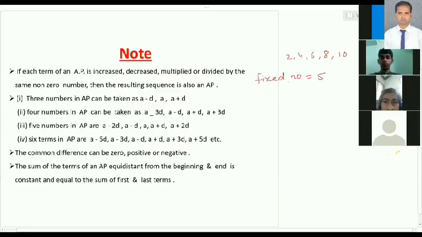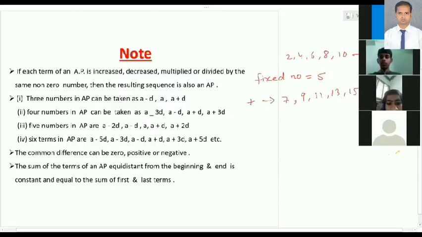If you add 5 to each term, what will you get? 2 plus 5 will be 7. 4 plus 5 will be 9. 6 plus 5 will be 11. 8 plus 5 will be 13. 10 plus 5 will be 15. If you see, this is also an AP. Why is this an AP? Because the difference between two consecutive terms is also the same. It means the resulting sequence is an AP if you are adding.